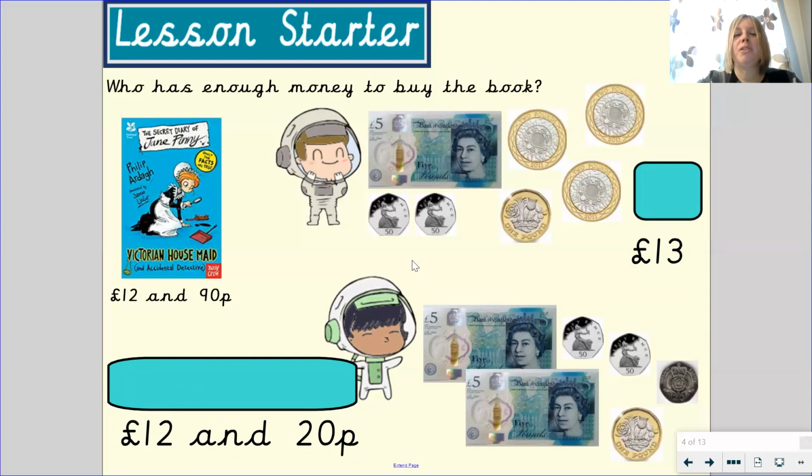Does our grey astronaut have enough money to pay for the book? Yes, because £13 is more than £12.90. If he paid with the £13, he would have paid too much, so he would get some change. Our green astronaut only has £12.20. So he would not have enough money to pay for the book.